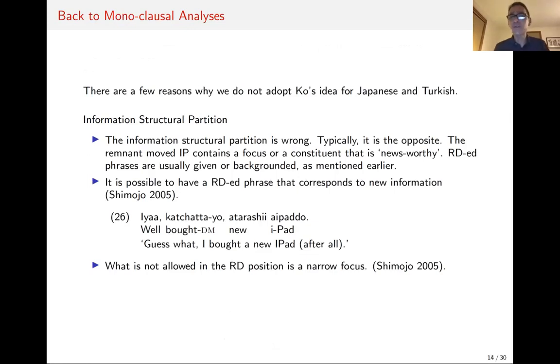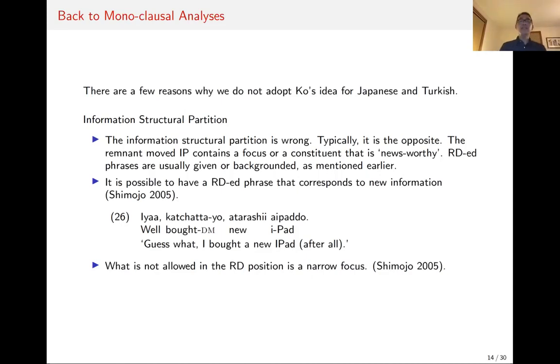There are a few reasons why we do not adopt Kohler's idea for Japanese and Turkish as a whole package, because the information structure partition is wrong. We already saw that right dislocation doesn't get a focal prominence, so it's really not focus. In Shimojo's dissertation, there's an interesting case where right dislocation corresponds to new information, such as kachattayo atarashi iPad do, where the new iPad is new information. You can start the conversation like this: guess what I did yesterday? Kachattayo atarashi iPad do. That's fine.